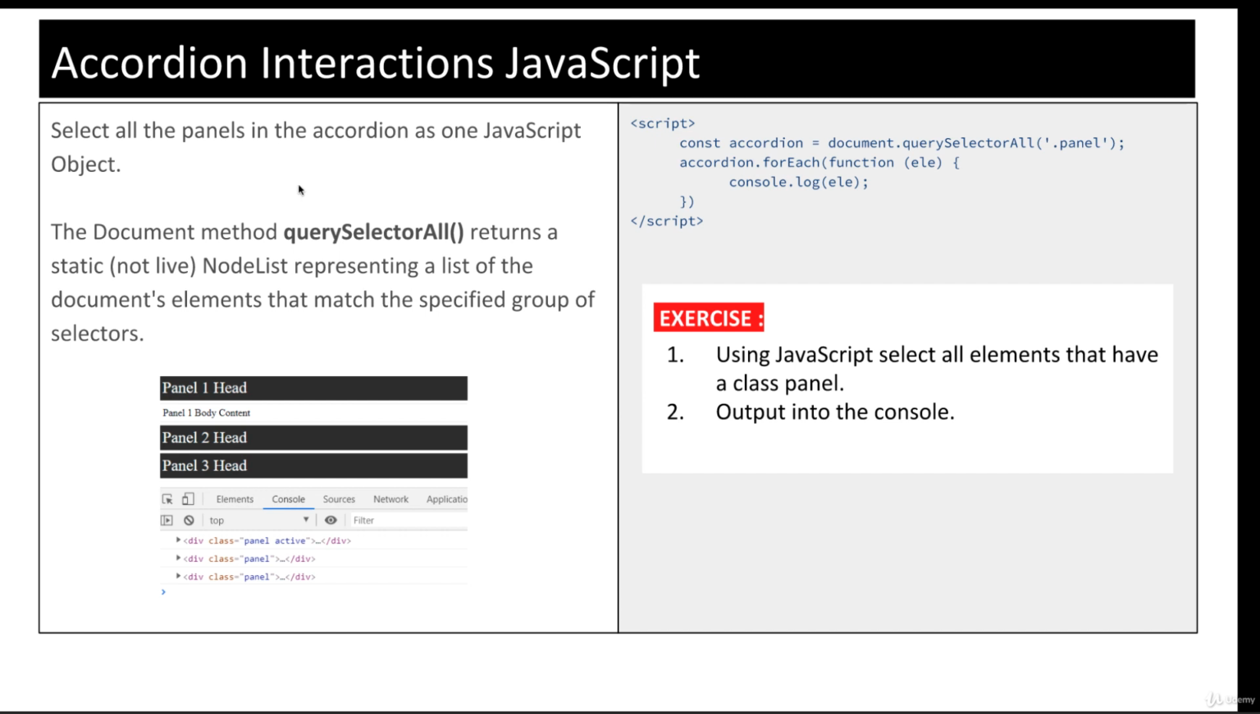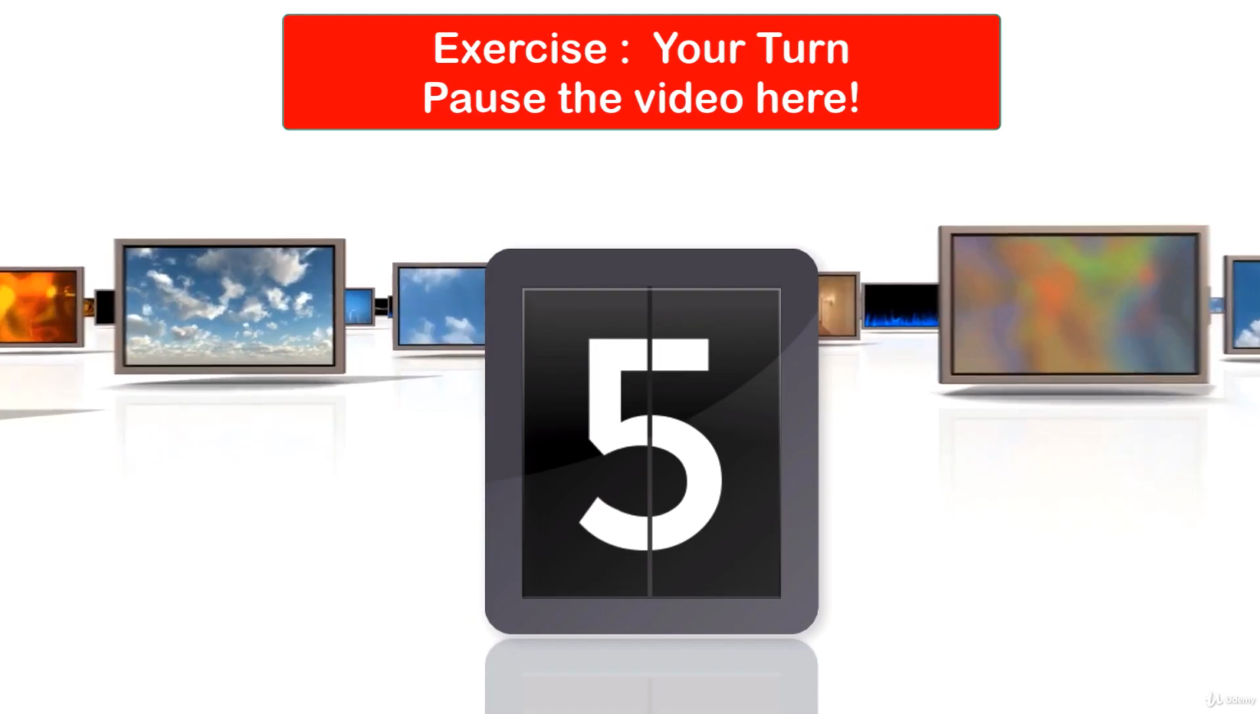And the selector is going to be really simple. We're only looking for anyone that has a class of panel. And this is the same way that we do the CSS selector, where we do a dot for classes and then the class name. Then, once we've got it within the Accordion object, we're going to loop through all of the objects and output all of the elements using console log. So you can pause the video here and walk through the exercise, and I'll walk you through how to do that coming up.